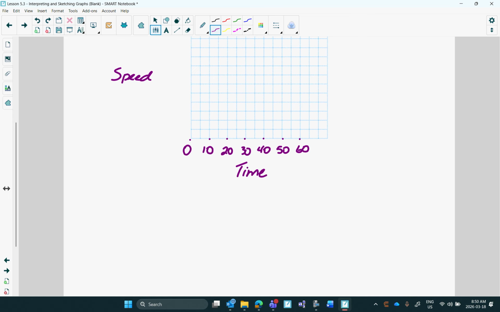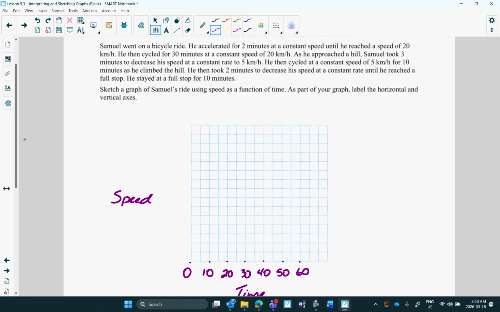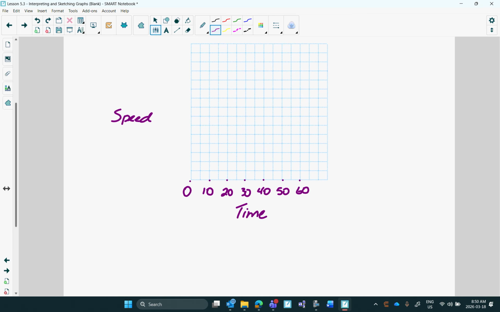Now, what about the speed? What should we do for the speed? Well, obviously we need 0. What's the highest speed he reached? 20, right? So what do you want to go up by? 2? Somebody said yes. That's a good idea. So 4, 6, 8, 10, 12, 16, 20. That'll work.